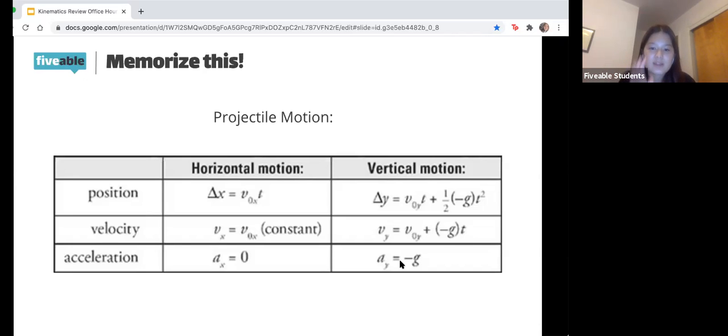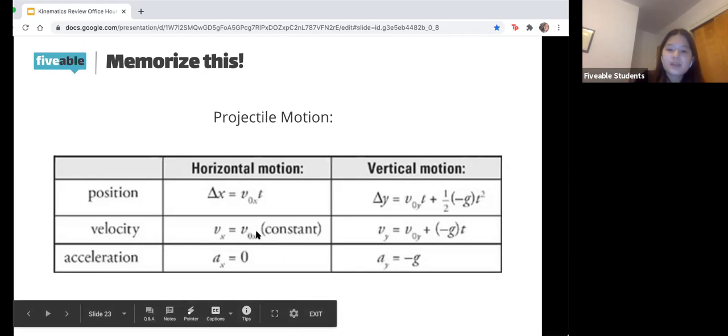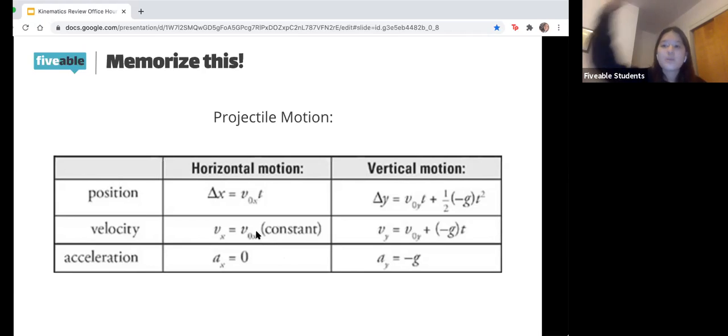These are the things you should automatically write down. For projectile motion, your acceleration in the x direction is 0. We're not accelerating at all in the x direction. It's just the velocity, and it goes to the next part: your initial velocity in the x direction will always be equal to that. Even if I pick a random point on that parabola, the velocity in the x direction will be the same as the initial.